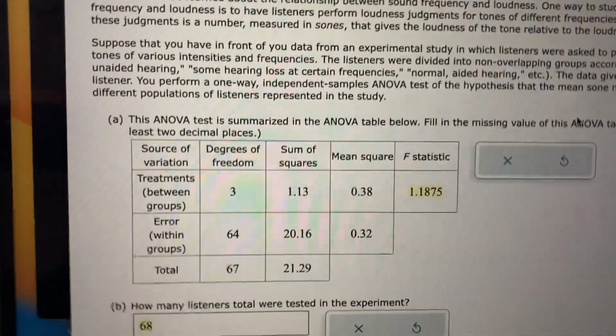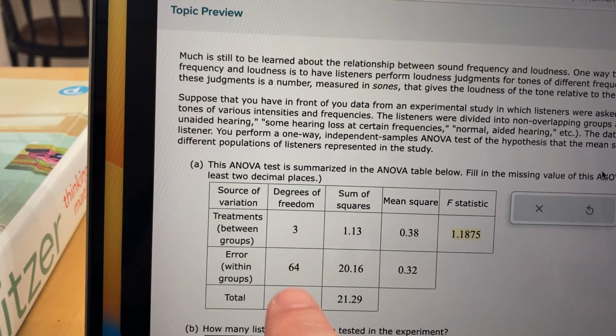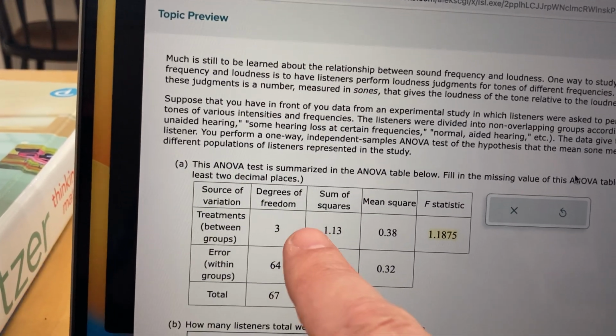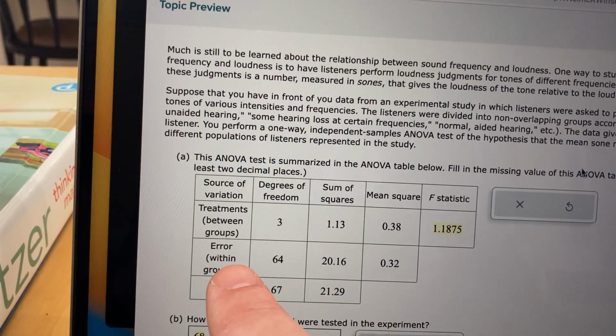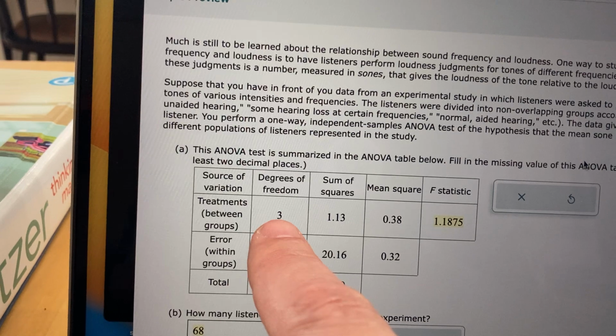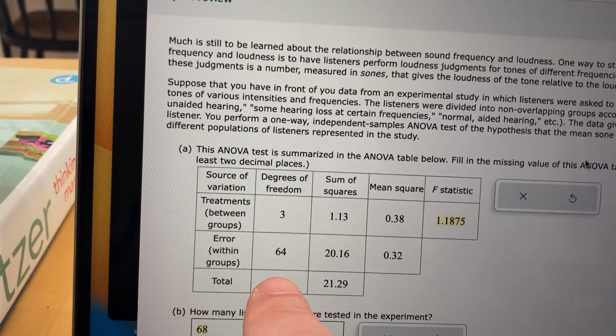All right, so we have 3 degrees of freedom in this. I say 3, I mean 3 different categories. We have the total, error within, and the treatments. This is the degree of freedom for the numerator, this is the degree of freedom for the denominator, and this is the total degree.